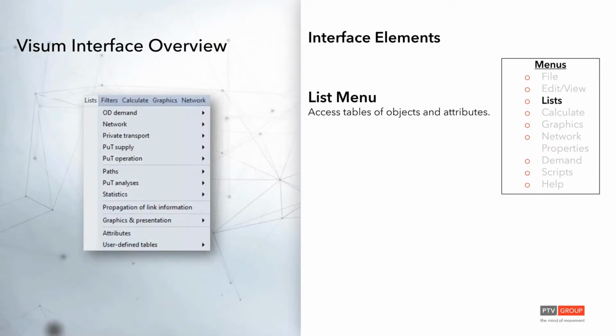The next one we're going to talk about is the list menu. Now, every physical object within Visum has a list, and some of the background objects have lists as well. So instead of just looking at it graphically, you can look at it in an Excel kind of style table where you can get different columns representing each of the attributes, as well as the rows representing the actual objects.